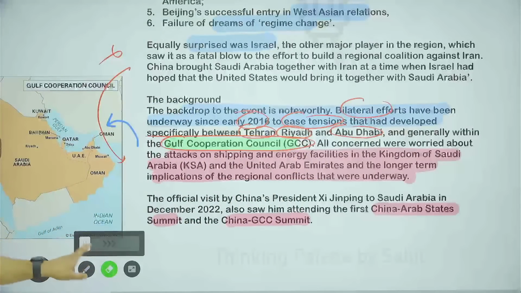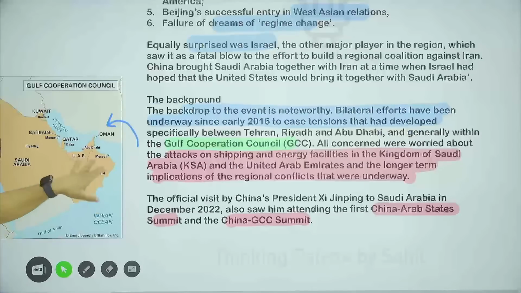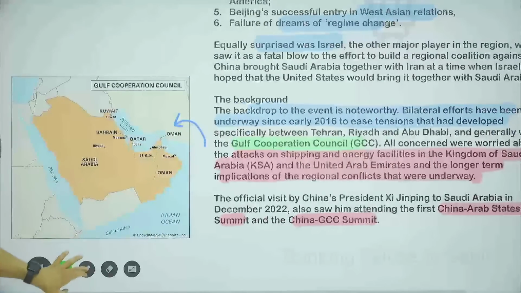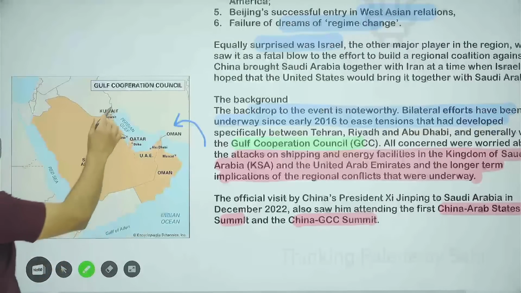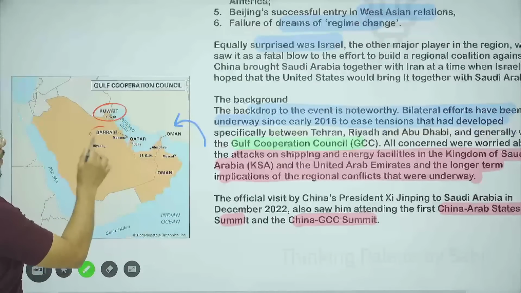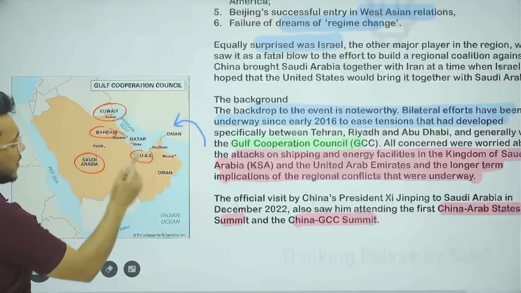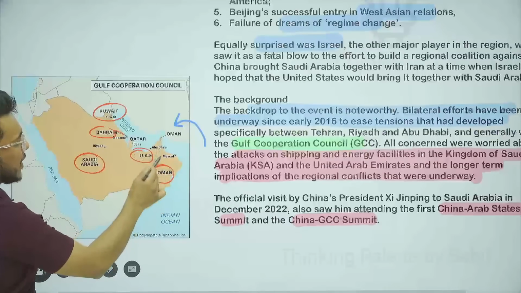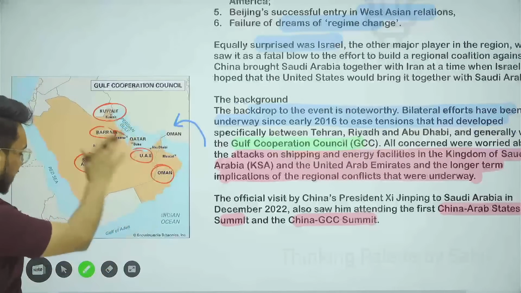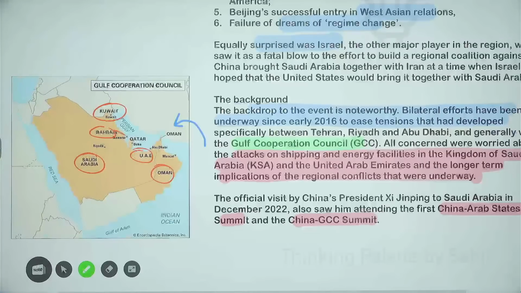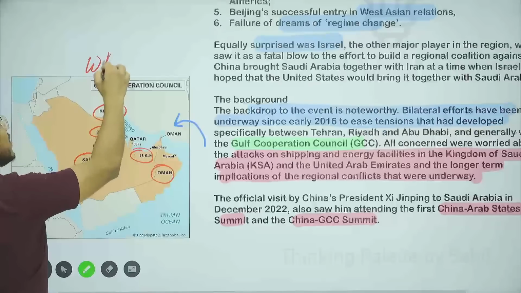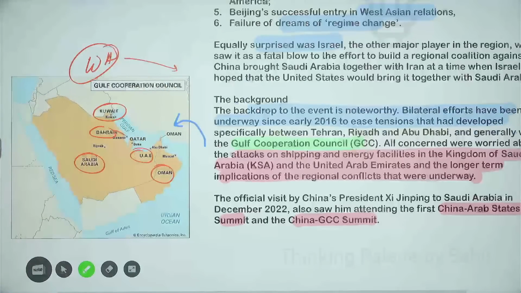Now, as we are talking about the GCC, who are the countries in the GCC? Let's talk about them. So basically, in the GCC, Gulf Cooperation Council, we have Kuwait, Bahrain, Saudi Arabia, UAE, and Oman. All these are members of the GCC. So we see that within the GCC countries also, disputes have happened. The point is that the region of West Asia was facing a lot of instability.